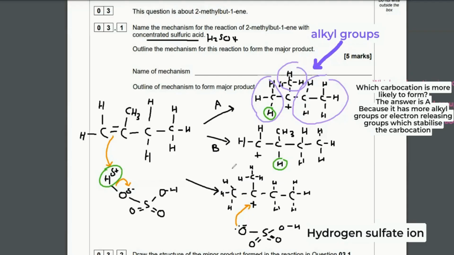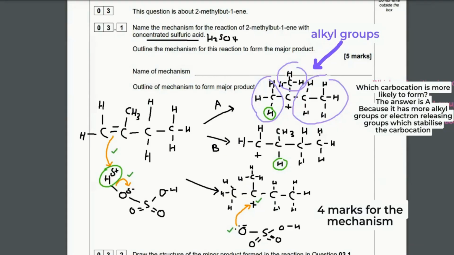So the mechanism itself will score you 4 marks. 1 for each of the orange arrows and the positive and negative sign on the sulfuric acid over there. And then we're going to get 1 for the carbocation correctly drawn and 1 for the orange arrow going from the lone pair and the minus sign to the carbocation. So 4 marks for the mechanism.